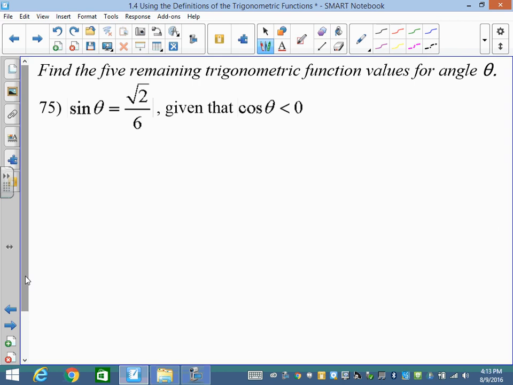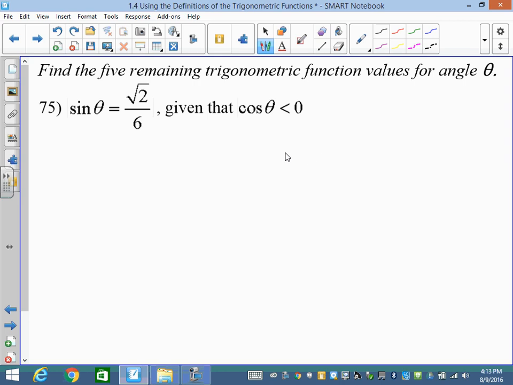Okay, I do believe this is the last one. Okay, and I know I'm a little over 20 minutes, but we're doing okay. Okay, find the 5 remaining trig function values of angle theta if sine of theta is radical 2 over 6, given that cosine is negative.